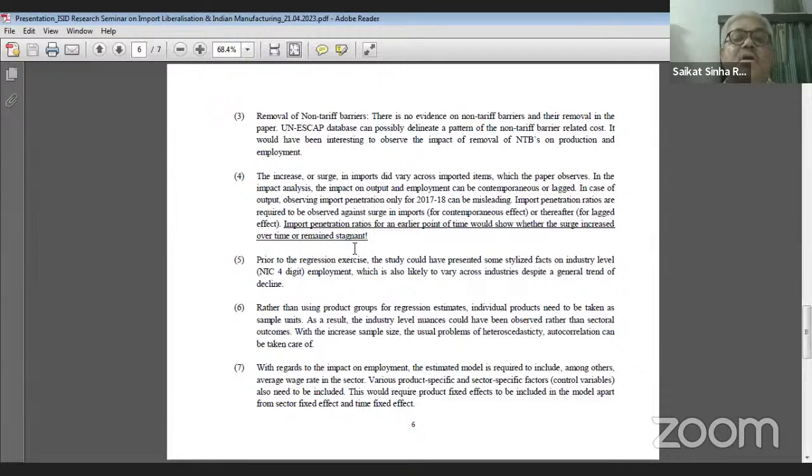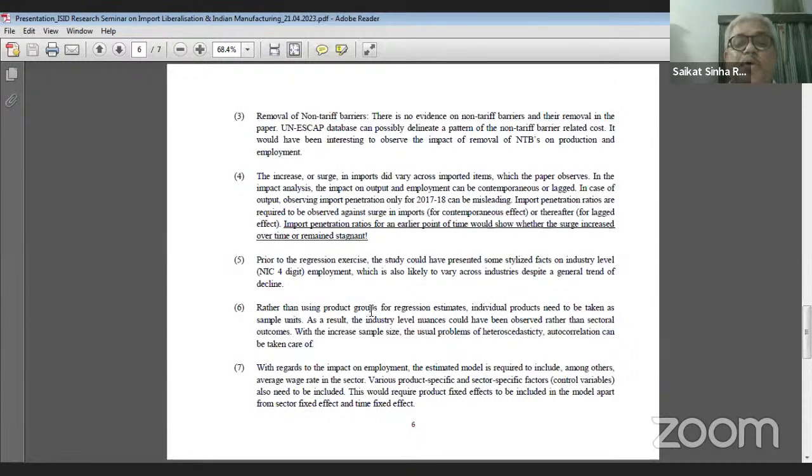Prior to the regression exercise, the study could have presented some stylized facts on industry level employment. In the paper, it was not there, but incidentally, Rama today presented some stylized facts, which are also likely to vary across industries despite a general trend of decline.